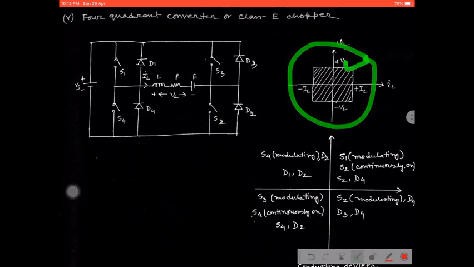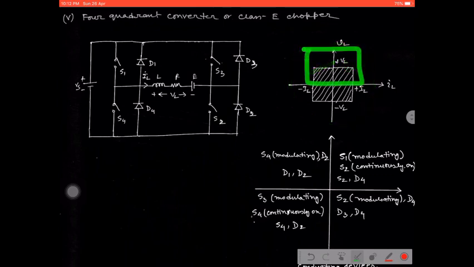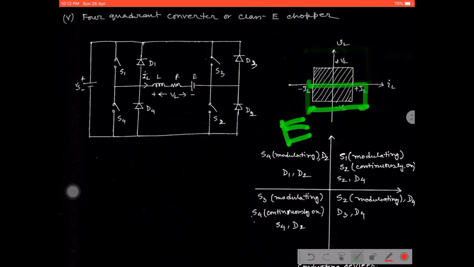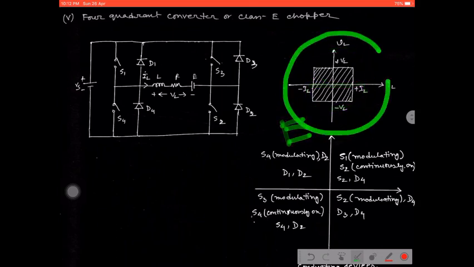This is class A, this is class B, the summation of these two gives class C, and the opposite of class C will give you class D. As we know, class C plus class D will give you the class E chopper. That is why it will cover the 4-quadrant operation.